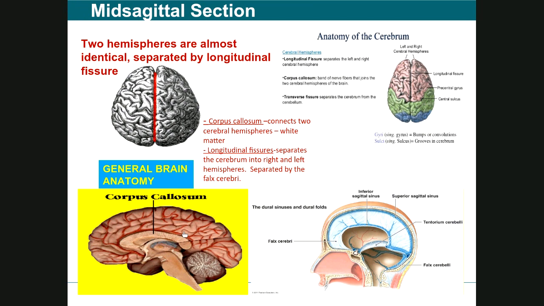If we also separated this region, we would see this region of dura mater called the falx cerebri. Remember, this also separates the right and the left hemisphere from each other. So this is the corpus callosum. It's the white matter connecting the two. The longitudinal fissure separates the cerebrum between right and left side. And in between here is also the falx cerebri, which is a layer of dura mater.